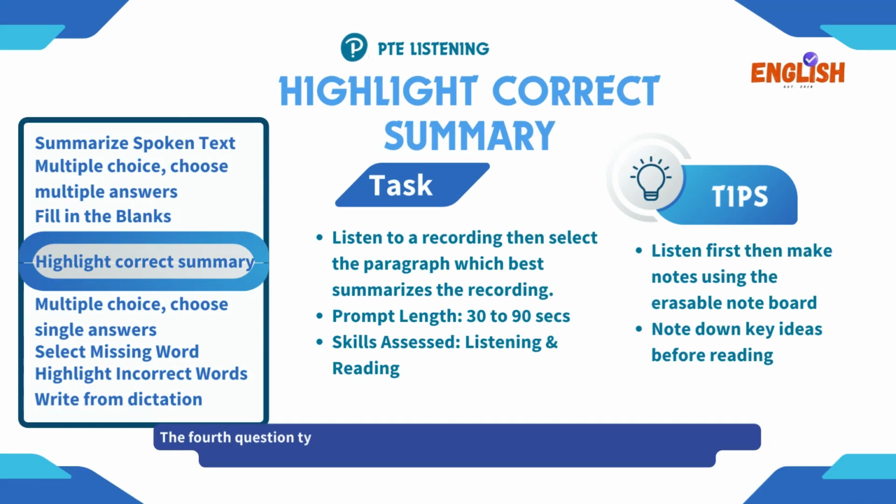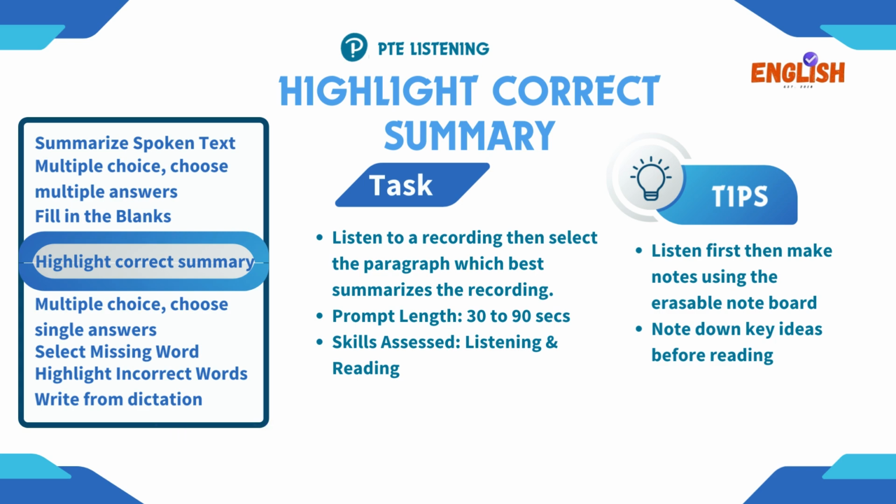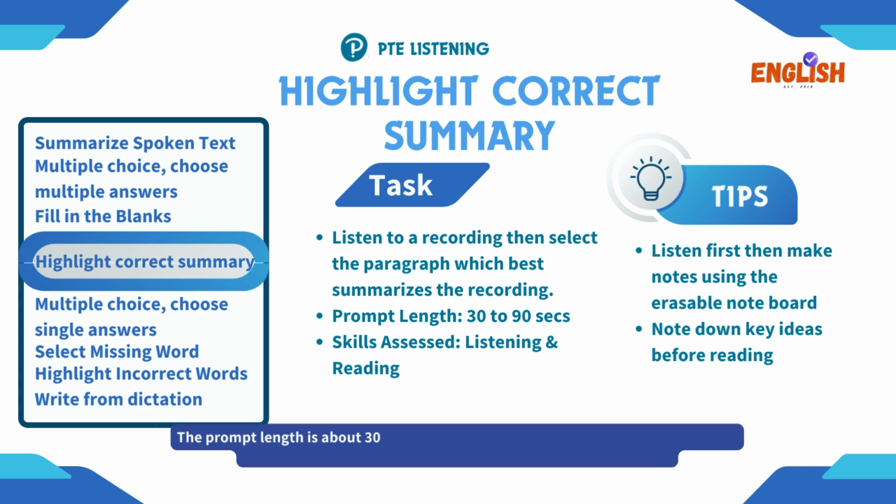The fourth question type is highlight correct summary. In this task, you must listen to a recording, then choose the best paragraph that summarizes the recording. The prompt length is about 30 to 90 seconds. Some tips. Listen first, then make notes, such as key ideas, before reading using the erasable noteboard.